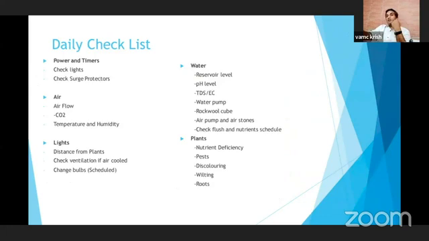Again, the daily checklist. For hydroponics we definitely need to monitor daily, like power and timers. We need to check the lights and surge protectors. We definitely have to maintain and check everything. Again, air circulation, and CO2, which is used commercially in some places, like European countries. Again, temperature and humidity, we always need to check and maintain at the right temperature and humidity.